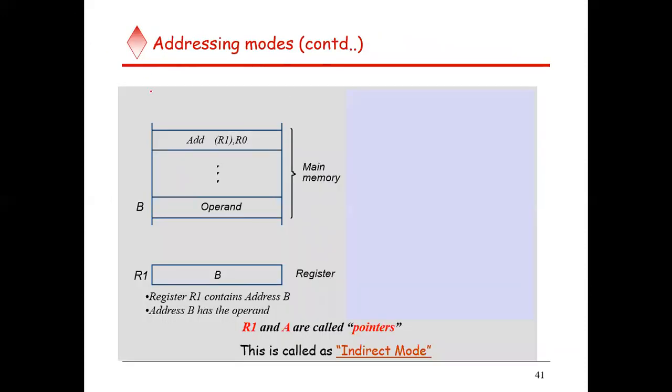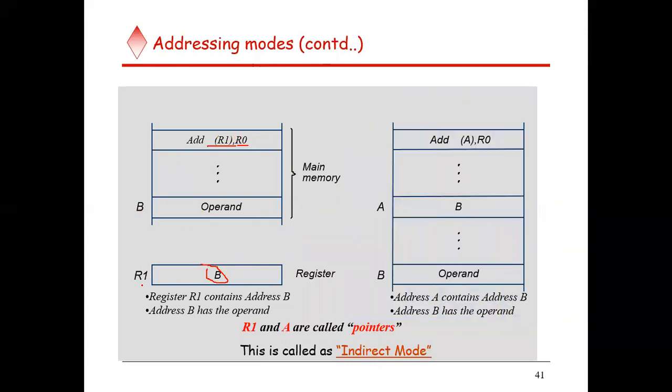A similar example is ADD R1, R0. R0 has the direct value, whatever content you require, but R1 is holding an address. You go to R1, which holds the address B. Go to B, and there your operand will be present. So the direct value of R0 and the content of B will be added and the result stored in R0. That is how the instruction works. R1 is holding an address, so we can say R1 is working like a pointer.